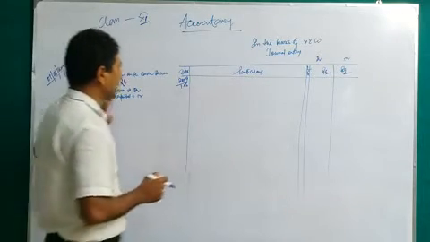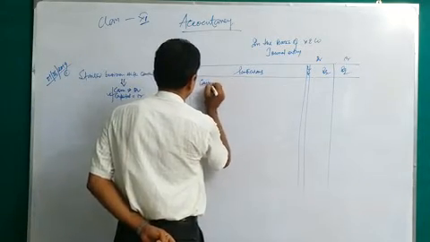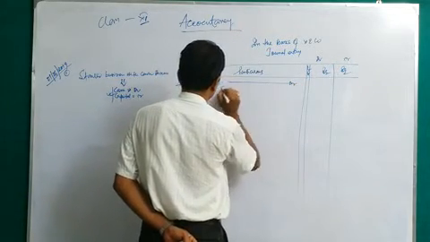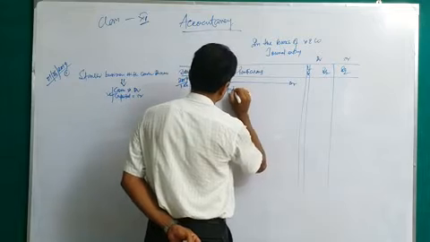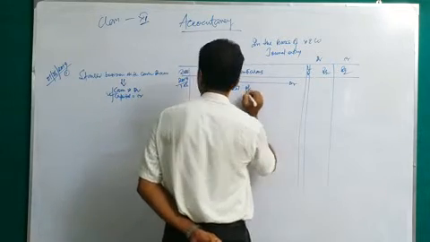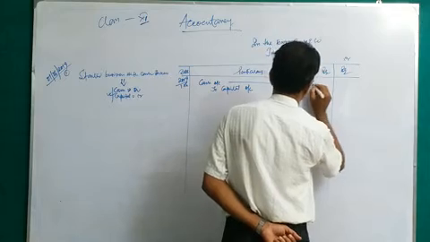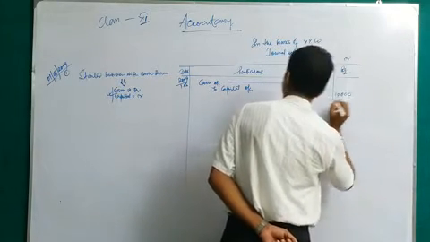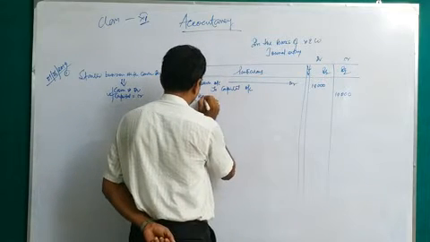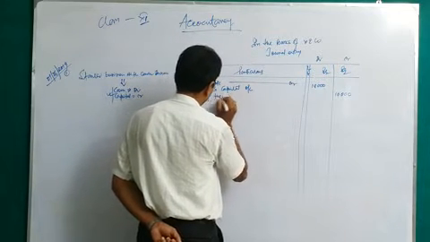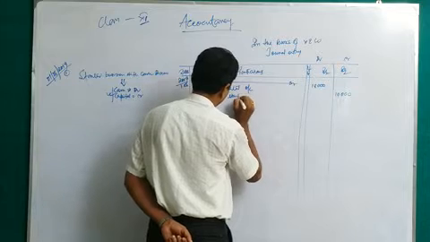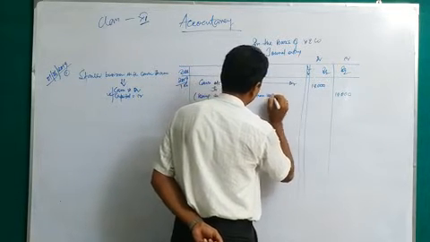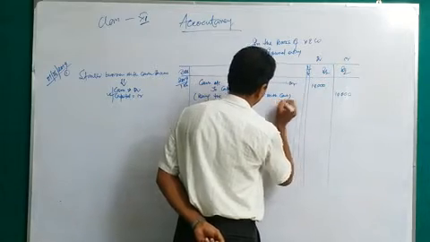So here, cash account debit to capital account, 10,000. Being the started business with cash. Clear?